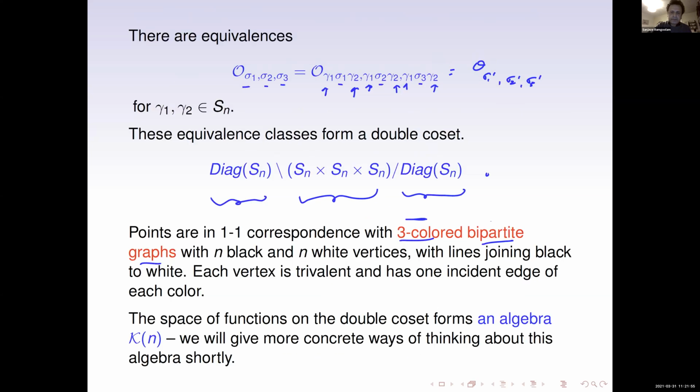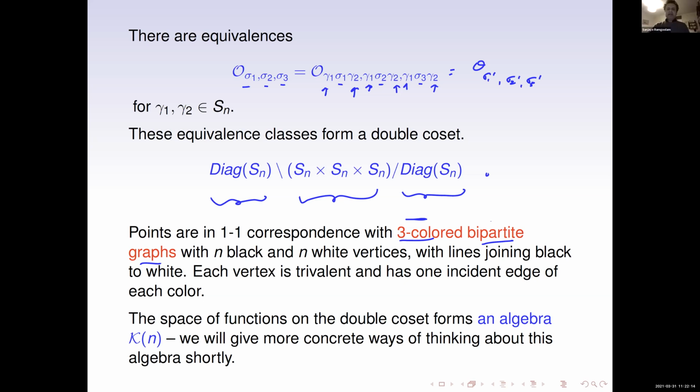Can I just make sure I parsed this correctly? So you're saying that if I pick one representative of each of these cosets, then I get a basis for the space of invariants? That's correct. That's correct. Yeah.